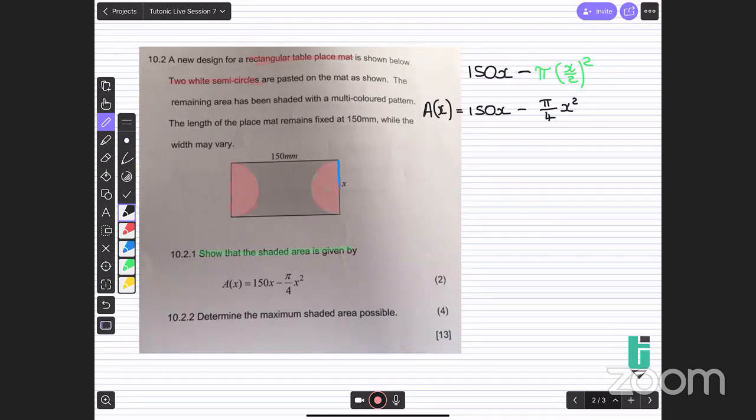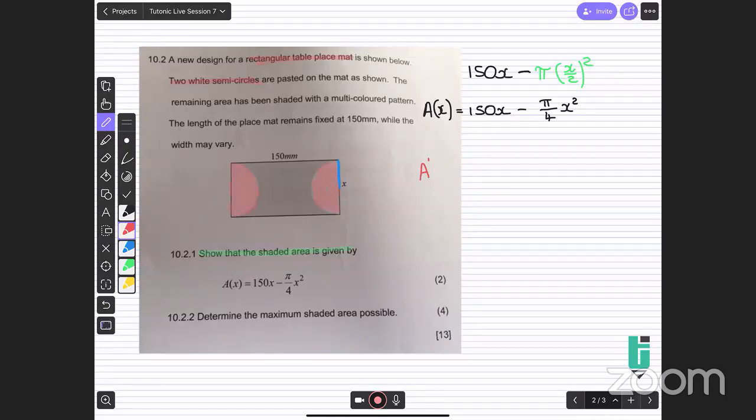Now Nafisa, now that you have the equation of the area, how would you work out number 10.2.2? Imagine somebody watching this video doesn't know optimization. How would you explain it? You work out the derivative and make it equal to 0. I'm going to push you further. Why are you making the derivative equal to 0? Because they ask for the maximum value.